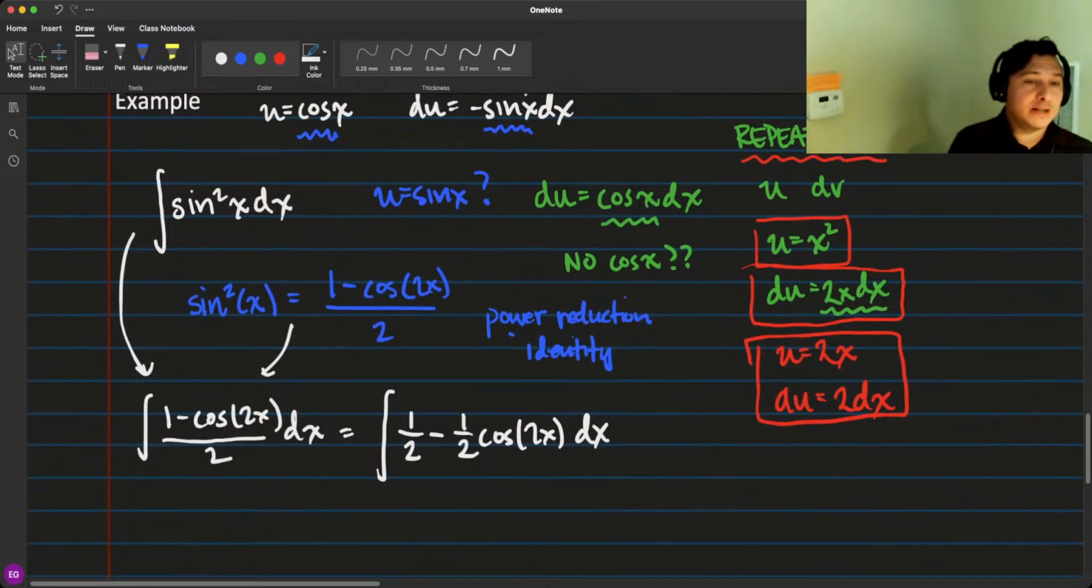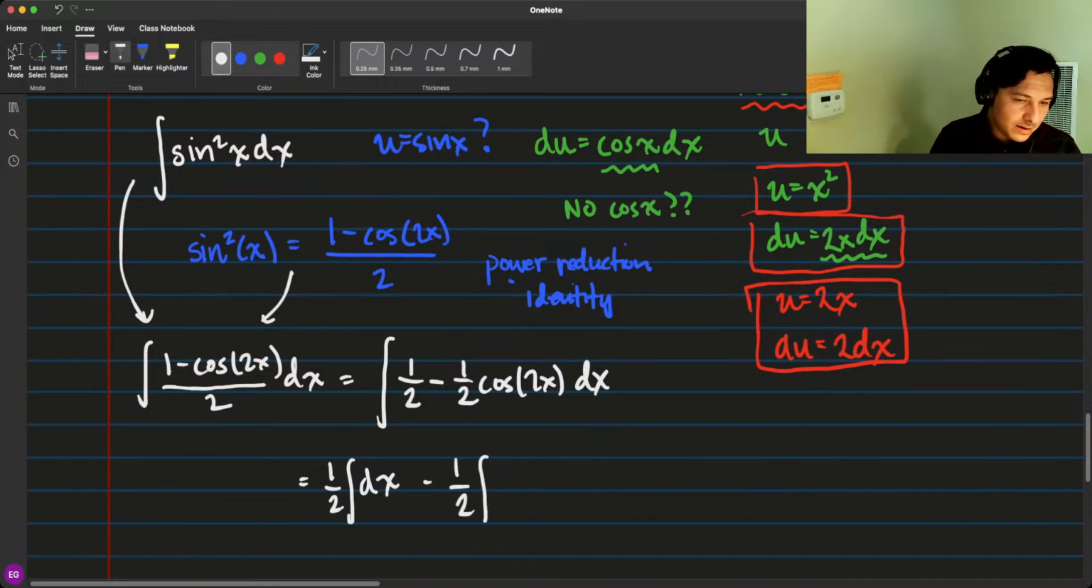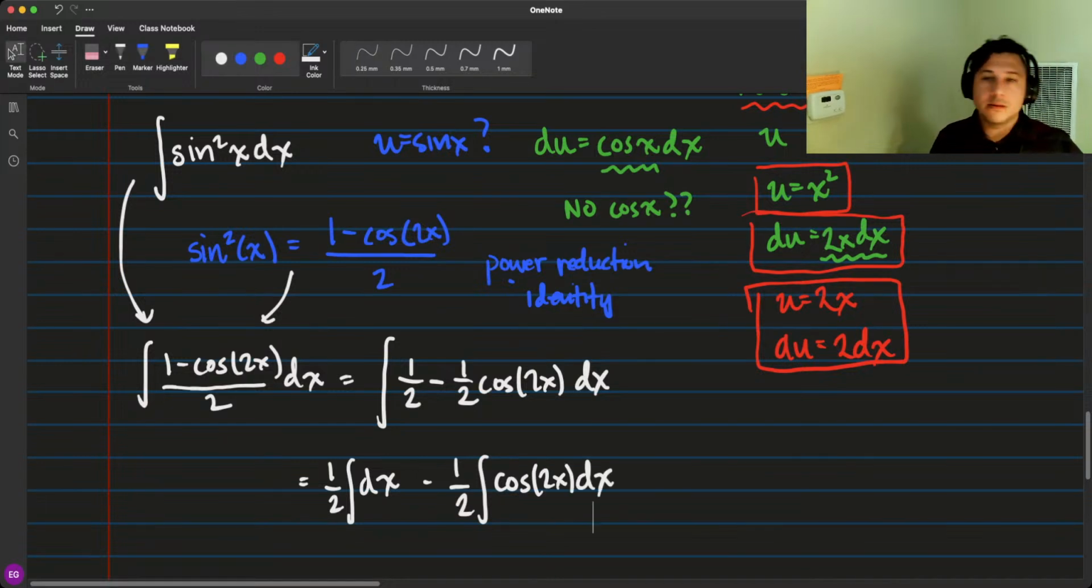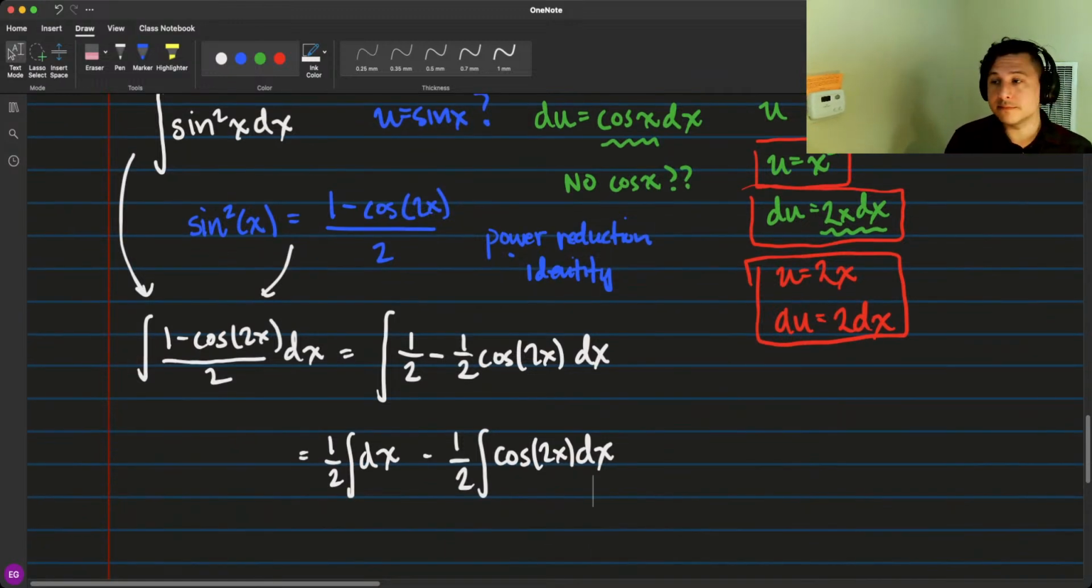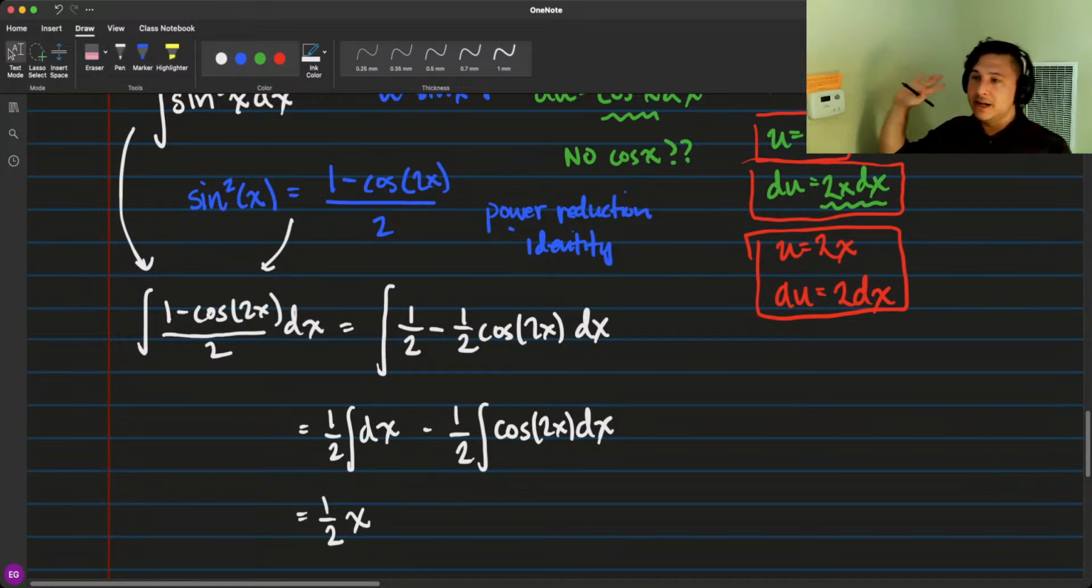And then let's break that up into two separate integrals. You'll get 1/2 integral dx minus 1/2 integral cosine 2x dx. Now, the first one's easiest to solve. If you integrate dx, you just get x, right? So we get 1/2 x. Hooray!